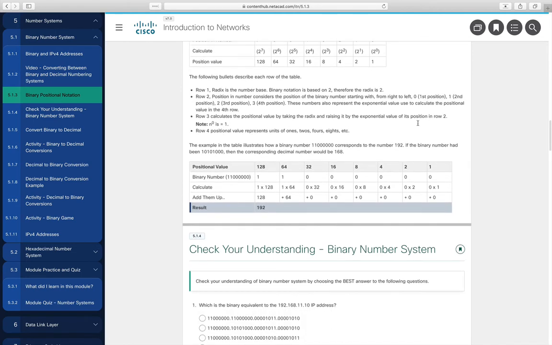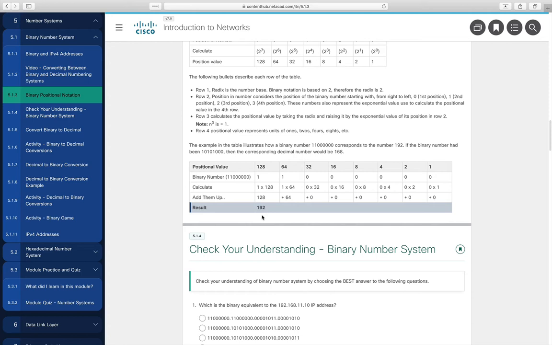Down here they have an example, basically 1 1 0 0 0 0 0 0. What is that in base 10? So we have 128, 64, and then 0 of all the remaining ones. If we add that together, we get 192. So that's showing you the calculation in base 2.